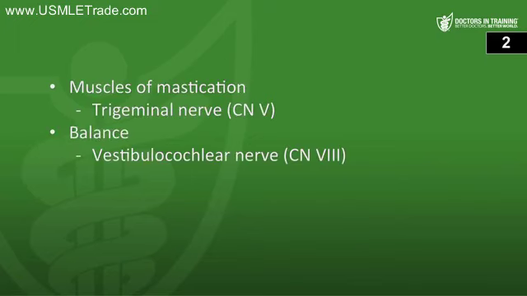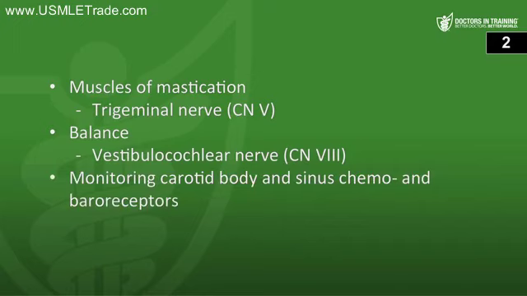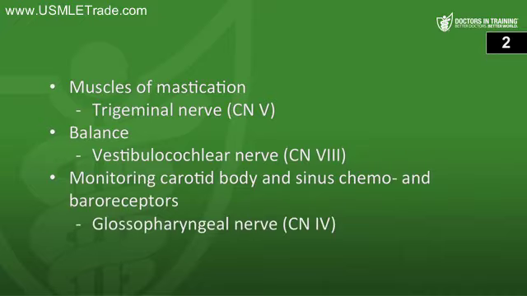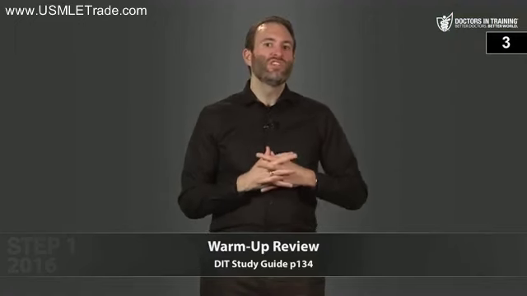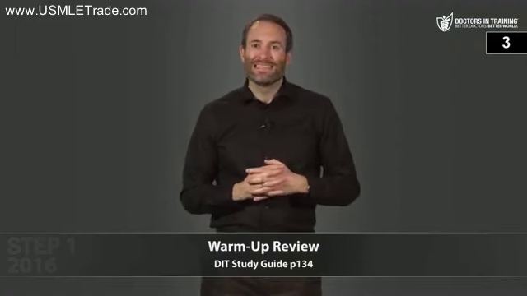Balance is going to be the vestibulocochlear nerve, that's going to be cranial nerve 8. And then monitoring carotid body and sinus chemoreceptors and baroreceptors, that's going to be the glossopharyngeal nerve, cranial nerve number 9. Next, which regions of the brain compose the limbic system?